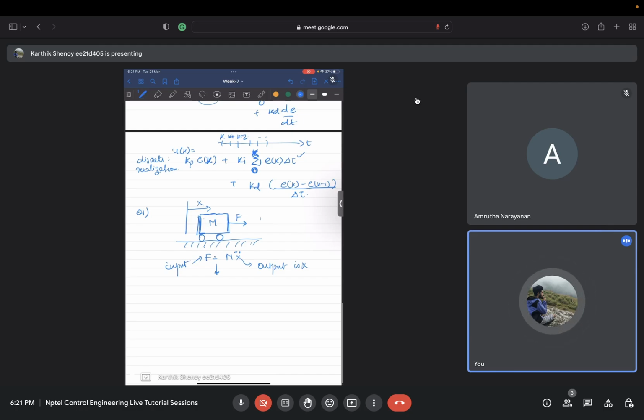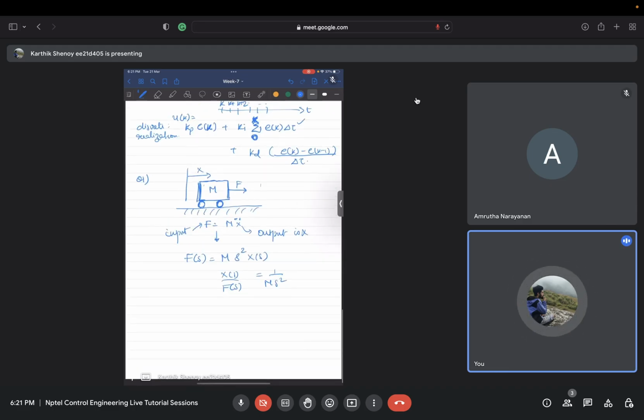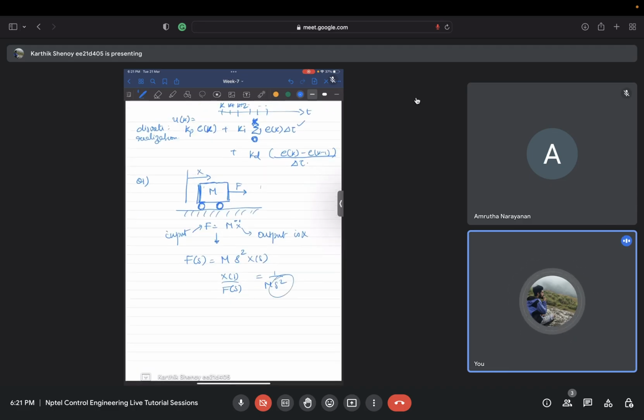So how do you do this? F of s is equal to m s square X of s, and X of s by F of s is 1 by m s square. Let's say there is no friction here, so there won't be a friction term, it will be a double integrator. This is called a double integrator system, okay. What happens is, okay, let's say I want to go to 1 meter and stop there.